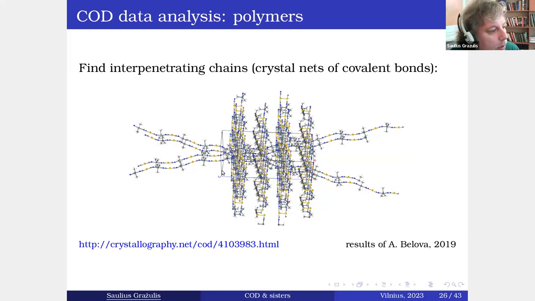And for example, you can find some nets, some crystals where two-dimensional layers of connected atoms are penetrated by one-dimensional chains of the same, or similar materials. And we would like to catalog this and make it searchable.